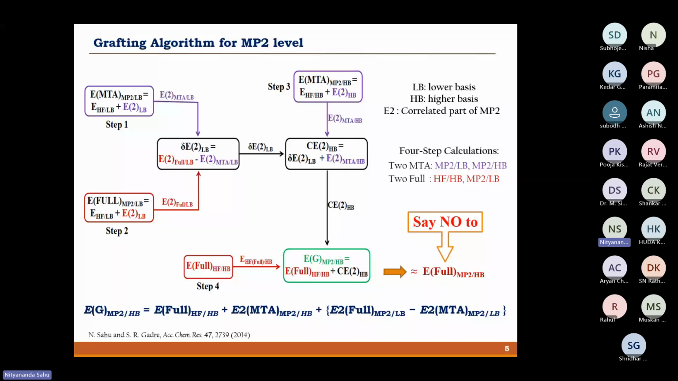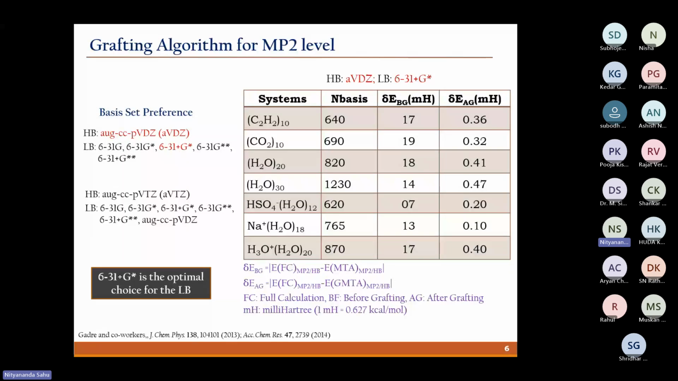So this table shows the accuracy of the MTA and the GMTA. GMTA means the grafted MTA after having all the corrections. There are various systems tabulated here, and the corresponding basis set, which shows how expensive or intensive your calculation is. All these calculations are done at the MP2 level of theory using augmented cc-pVTZ. So for these calculations, augmented cc-pVTZ is my higher basis, and I used 6-31+G star as the lower basis.